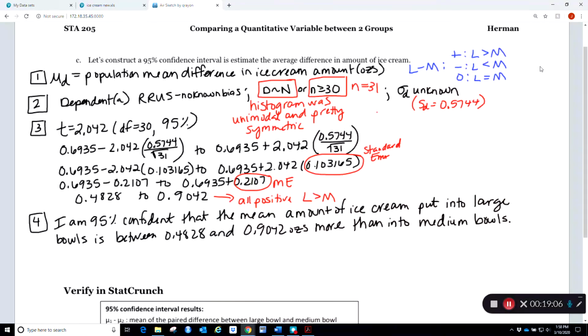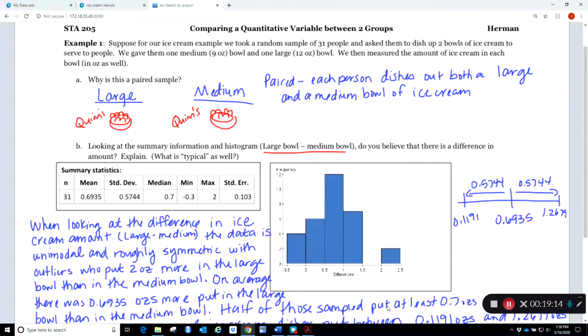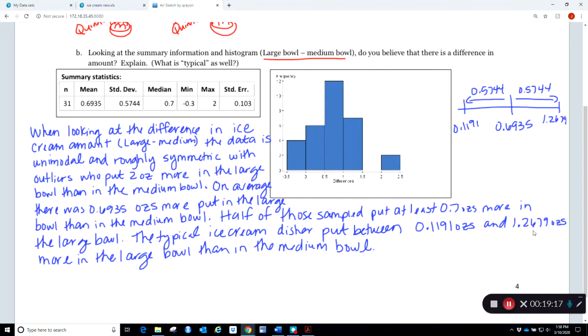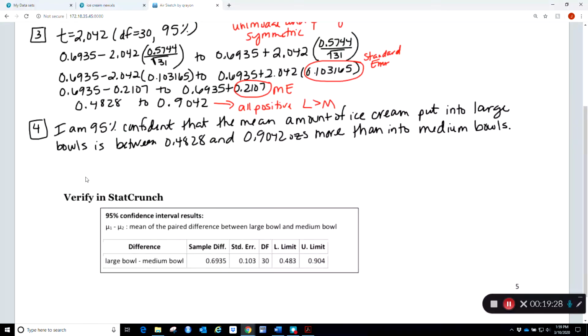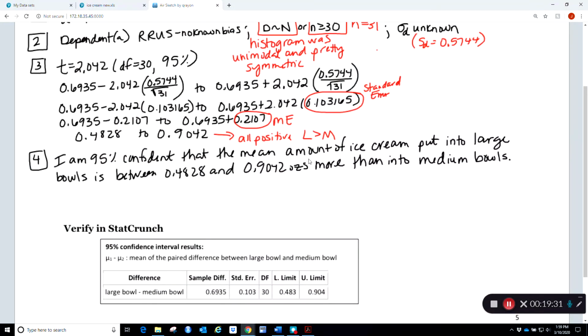So you'll see that this interval is different than the one we constructed earlier when we were looking at the typical value here. When we did the typical value, we got 0.1191 to 1.2679. But remember, when we do this summary information, this is looking at individual ice cream dishers. However, when we do a confidence interval, we are now looking at where the mean amount of ice cream falls. So now when I look at this, it does look like there's a psychological effect and people are putting more in the large bowl than the medium bowl because the average amount is almost at least a half an ounce higher in the one versus the other.